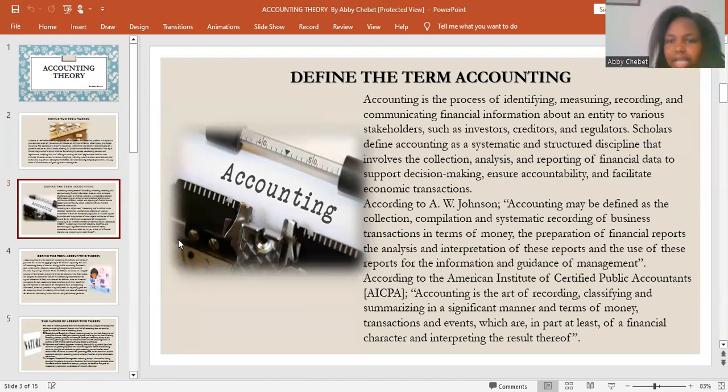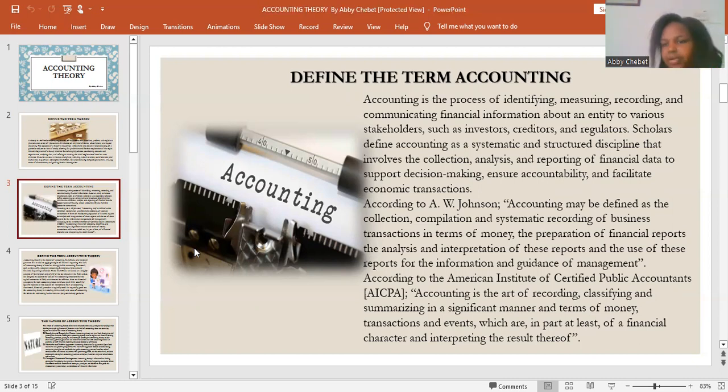communicating financial information to stakeholders such as investors. Investors are people who put in money for certain projects, creditors, regulators, defining accounting as a systematic and structured discipline that involves collection, analysis, and reporting of financial data to support decision-making, ensure accountability, facilitate economic transactions, and so much more. According to Johnson, accounting may be defined as collection, compilation, and a systematic recording of business transactions in terms of money, preparation of financial reports, interpretation of the reports, and using these reports for guidance of management.